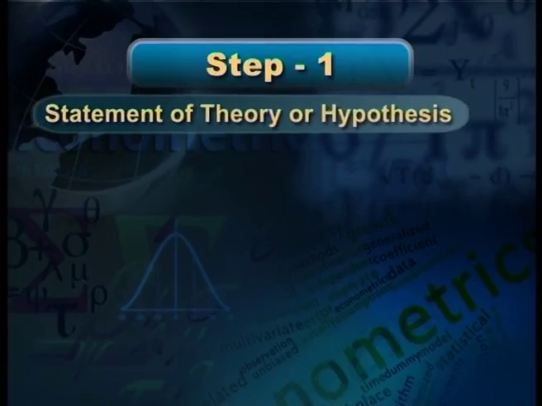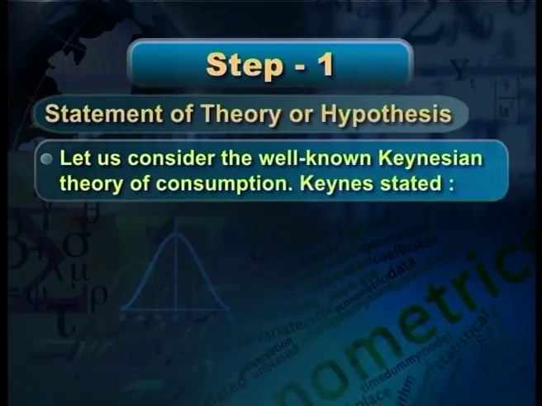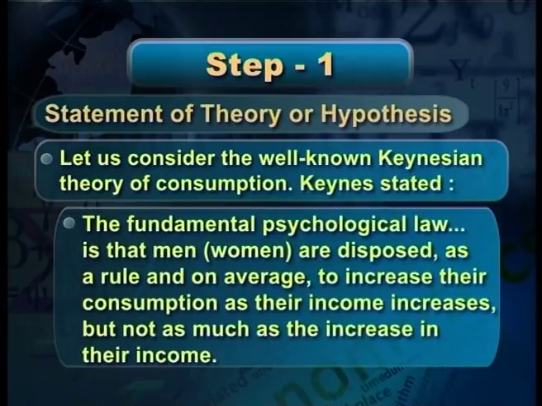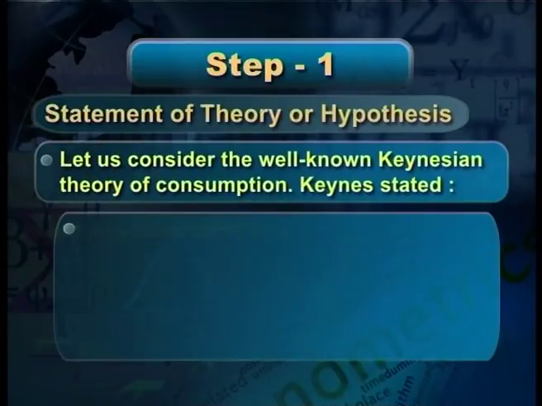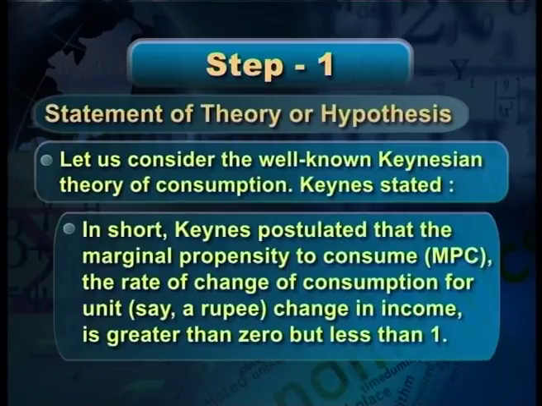Now, in macroeconomics, we will discuss the well known Keynesian theory of consumption. The fundamental psychological law is that men and women are disposed, as a rule and on average, to increase their consumption as their income increases, but not as much as the increase in their income. In short, Keynes postulated that the marginal propensity to consume, that is MPC, the rate of change of consumption for a unit, say a rupee, change in income is greater than 0 but less than 1.